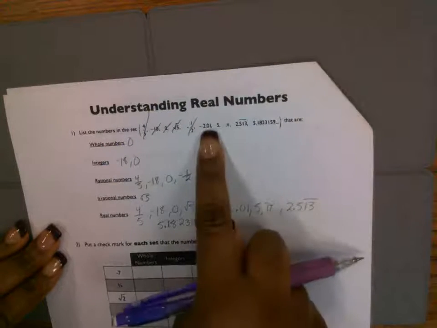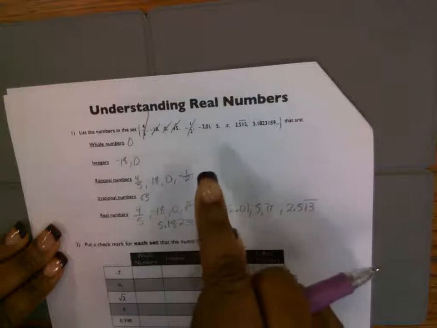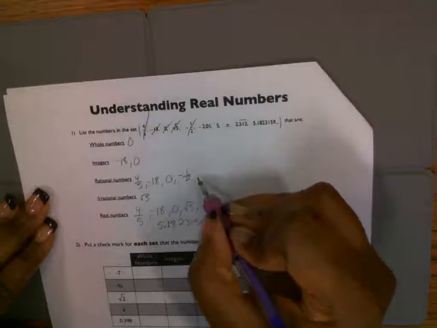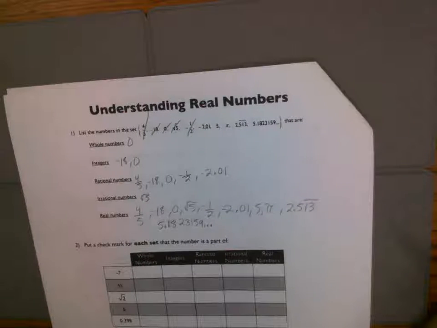Okay. This is a decimal. You can write this decimal as a fraction because it stops as a terminating decimal. So that makes it rational. It can be written as a fraction. Okay. It's not an integer and it's not a whole number because decimals are not integers or whole numbers.